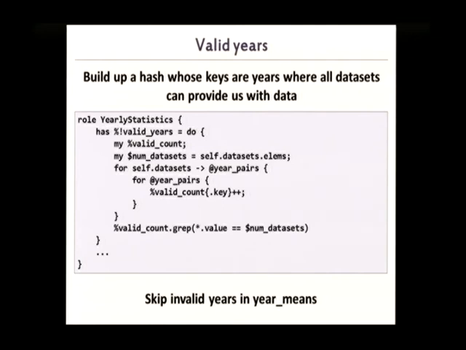So I just do a do, and all I'm doing here, you can see, is getting the number of data sets. I'm counting how many data sets have a measurement for each of the years, and then I'm grepping out those where we counted the number of data sets for the year. You might be able to find a cuter way to do that in Perl 6, but that at least is a fairly boring way of doing it, and it works.